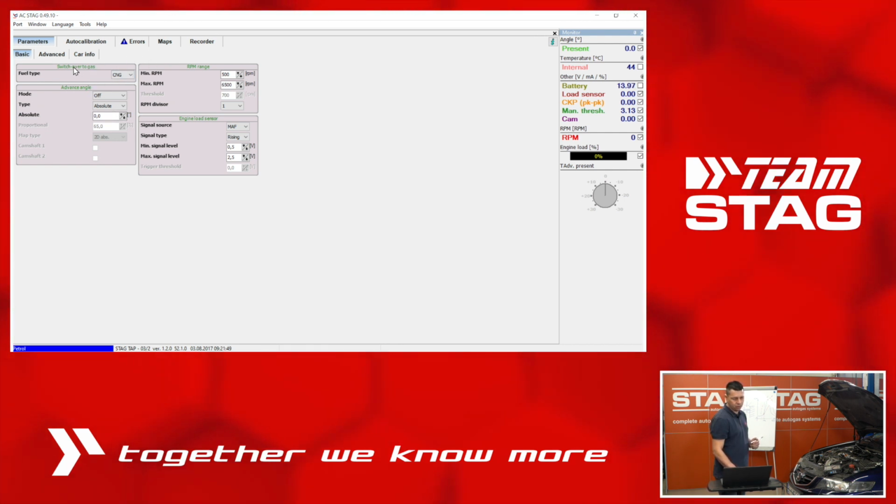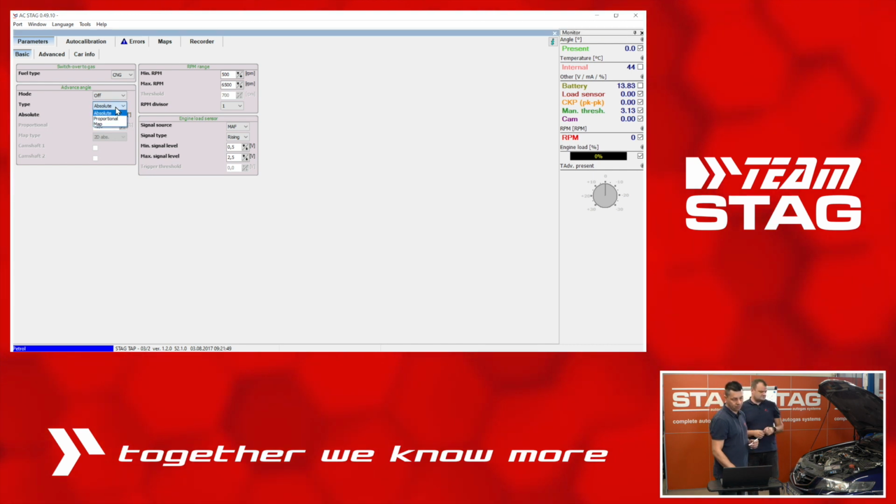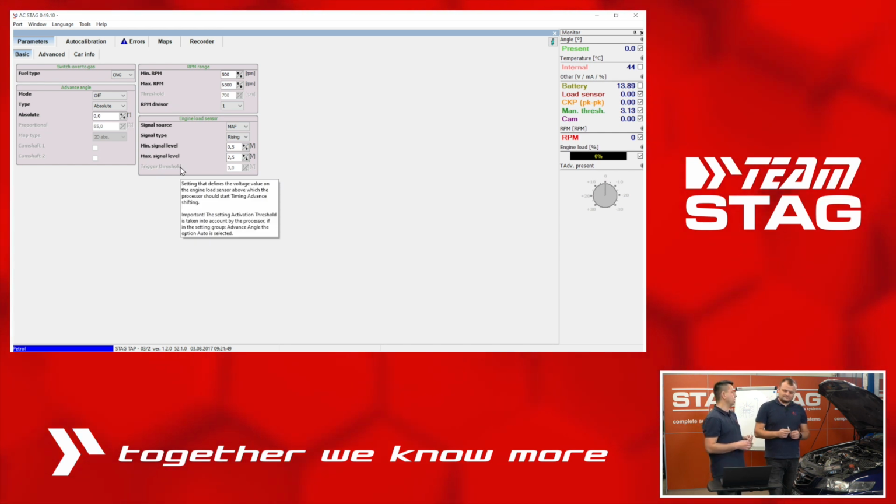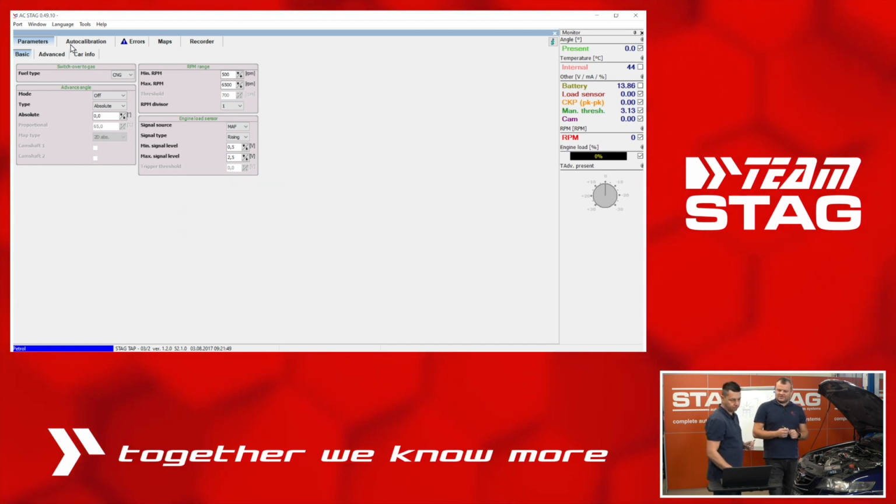the values in the parameters, some basic parameters. I mean fuel type, type of the advanced angle you want to change using the absolute value, proportional or map. Some of the values are in gray, and you cannot change them because right now the TAP is not calibrated. It's the settings from the factory. If you do the auto calibration, you will have access to all the functions. Exactly. So let's start the calibration now.